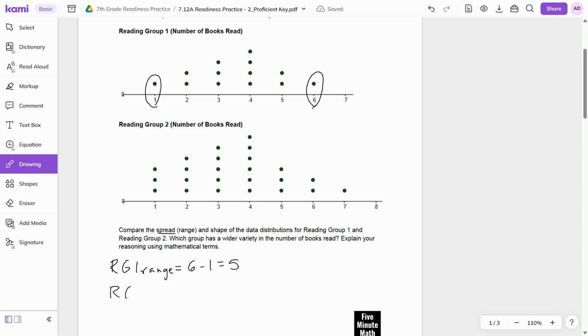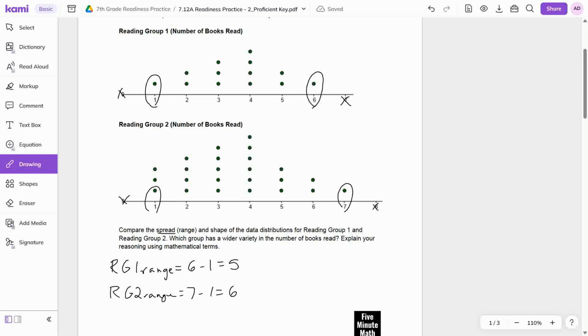Let's look at reading group 2. Now, the only tricky part there is it doesn't go to 7, even though that's on the graph. That is not included because there's no data above it. Same with this. We're not going to go to 8 up here. Neither are we going to go down to 0 because there's no dots above it. So we're going to go from 7 down to 1. So you can see it's going to have a slightly larger range.